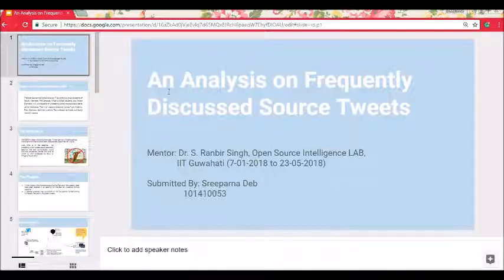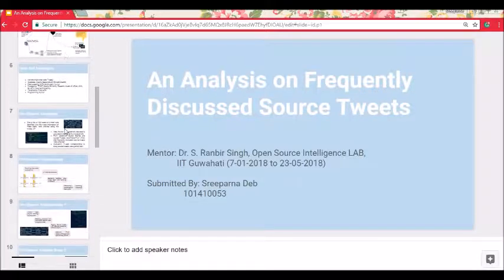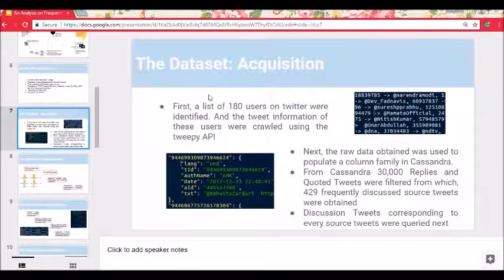Since it is an analysis on these tweets, I basically need to collect these tweets first. So naturally, the data acquisition step comes first. I'll briefly walk you through the entire process. I crawled Twitter data based on a list of 180 users, which consisted of prominent political figures and news channel handles. After crawling, I have the raw data using which I populated my database, and from the database I queried these frequently discussed source tweets, and I have 429 such tweets.